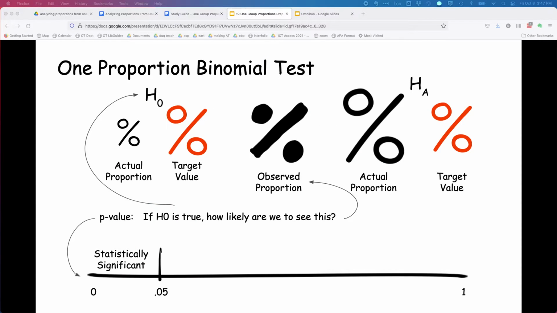The hypothesis testing approach uses the one proportion binomial test. In this approach, our null hypothesis is about the actual proportion of clients who achieved the goal. So if we had all the time in the world and we could test all of the clients who needed this intervention, the actual proportion who would achieve success is below our target value.